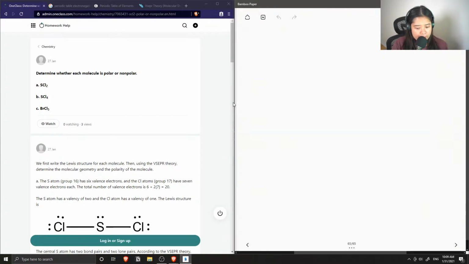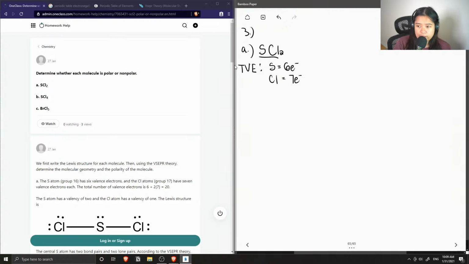Okay, so question number 3. Determine whether each molecule is polar or nonpolar. So let's write out all the Lewis structures for each of these molecules. So when writing out Lewis structures, we need to find out the total number of valence electrons for each of these atoms. So sulfur has 6 valence electrons, and chlorine has 7. And since there are 2 chlorine atoms, we multiply this by 2. And when we add these values up, we get a total of 20 electrons.